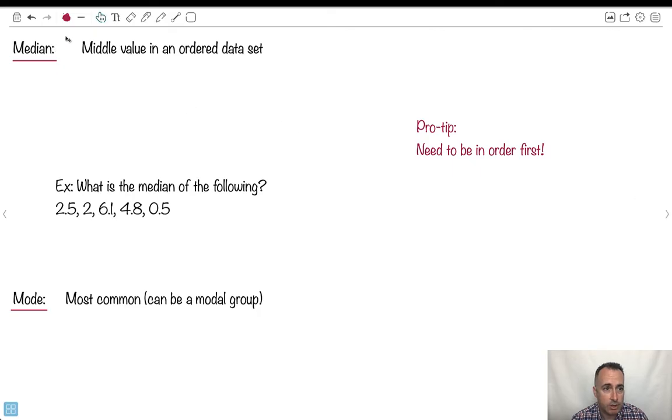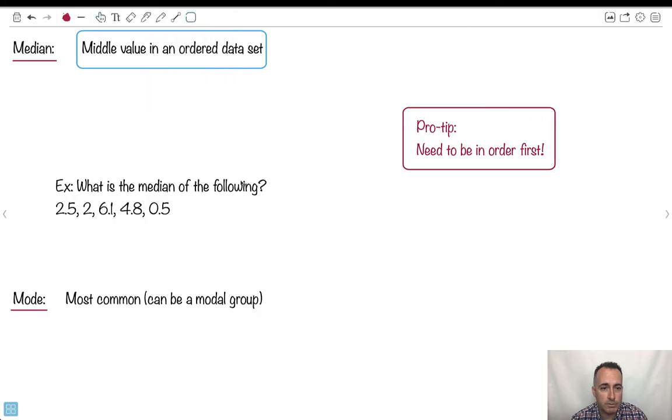So we also have something called the median. The median is just the middle number if you write them ordered. So this is the pro tip for you: when you do the median, you need to write the different terms in order, from smallest to largest. So for example, if I was trying to solve this one right here and say, what's the median? Well, it would help if I wrote them in order. So 0.5 is the smallest, then comes 2, then comes 2.1, then 4.8, and then 6.1.